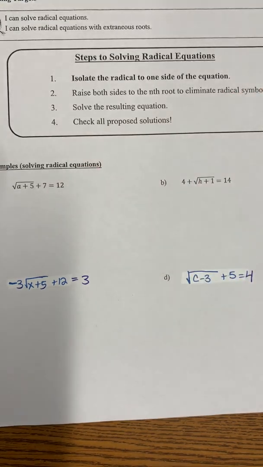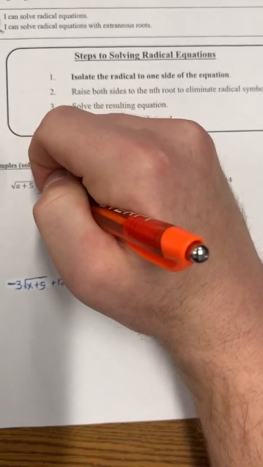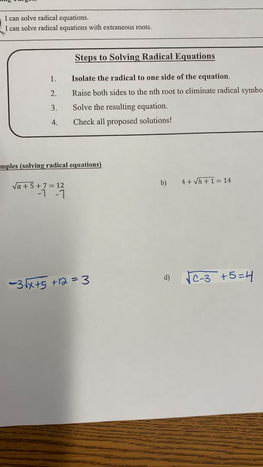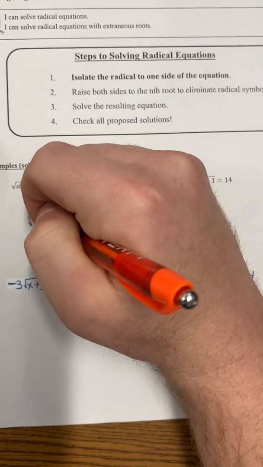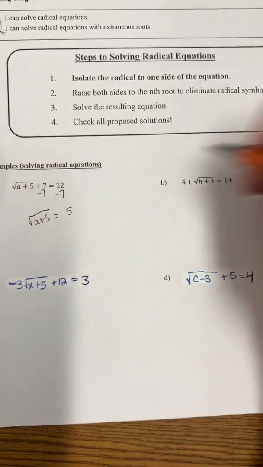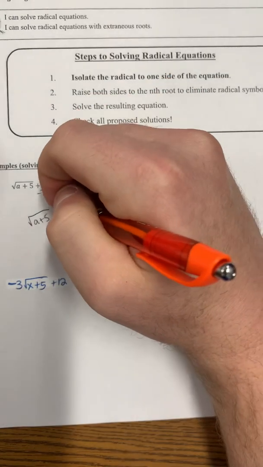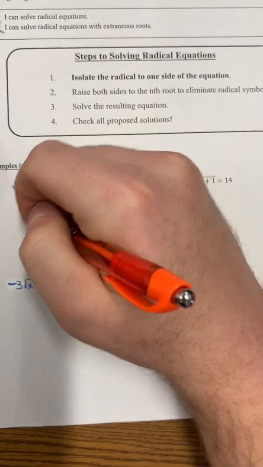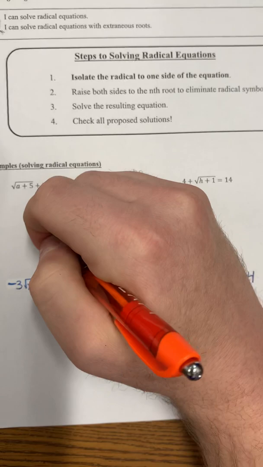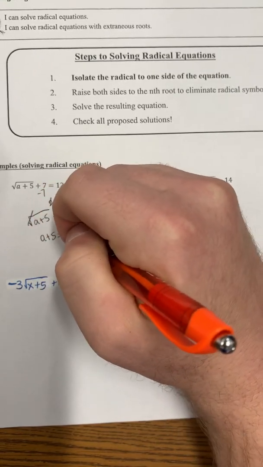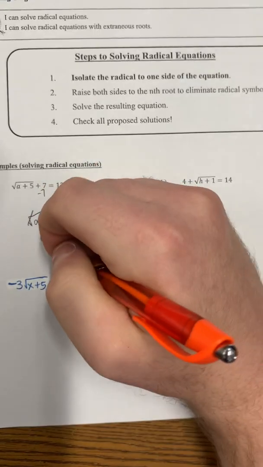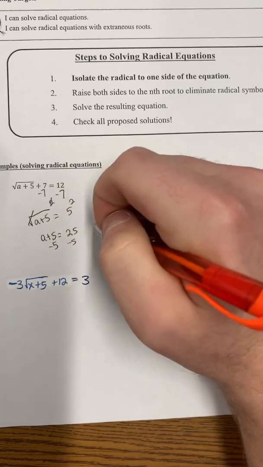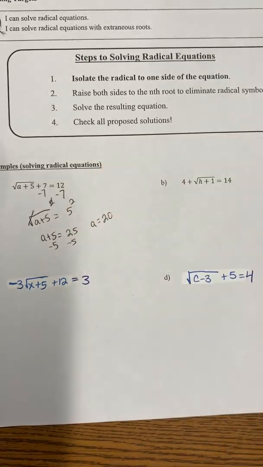On part A here, we need to get the radical by itself. So we're going to subtract 7 from both sides. We get the square root of a plus 5 is equal to 5. We want to square both sides. The square and the square root cancel or undo each other. So we get a plus 5 is equal to 25. And then we subtract 5 from both sides. So a equals 20 is a proposed solution.